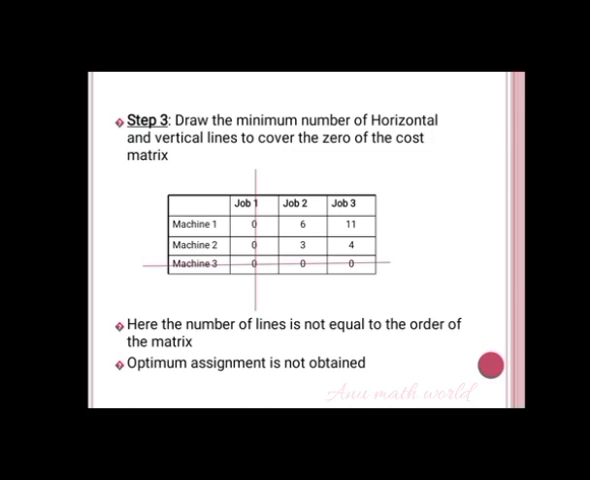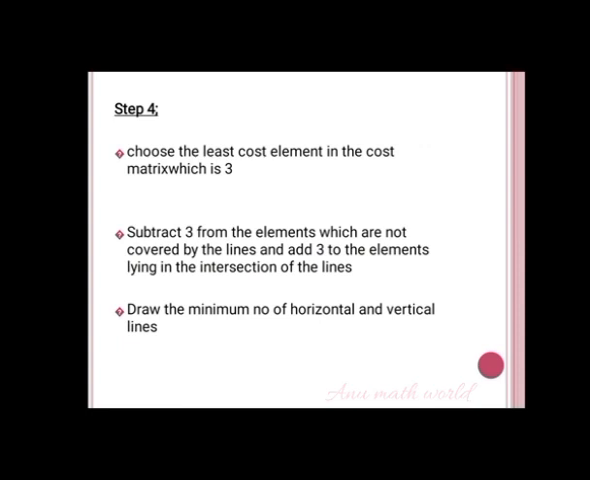Step 3. Now we draw the minimum number of horizontal and vertical lines to cover the zeros of the cost matrix. Here I draw 2 lines, one horizontal and one vertical line. The number of lines is 2. The order of the cost matrix is 3x3, so we take 3. 2 is not equal to 3, therefore optimality is not obtained. So we move on to step 4.